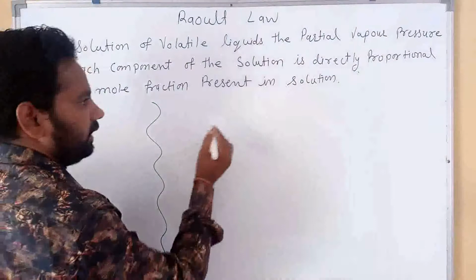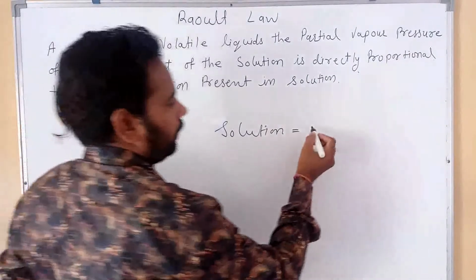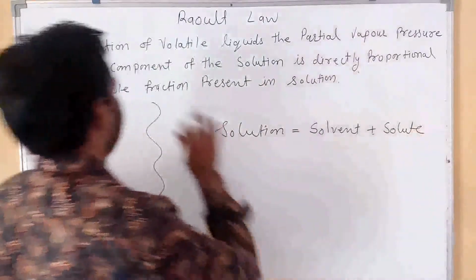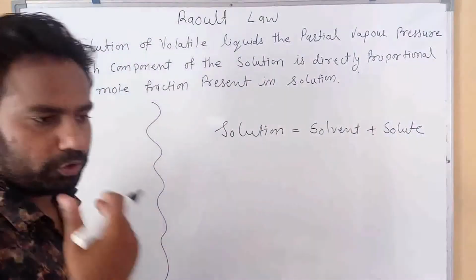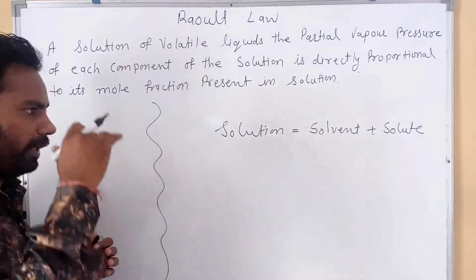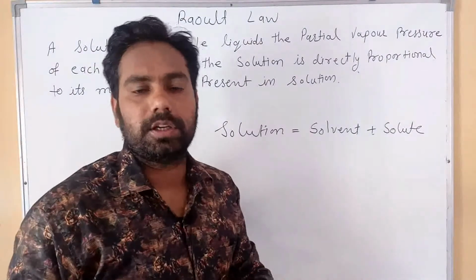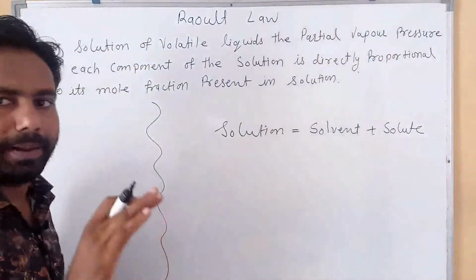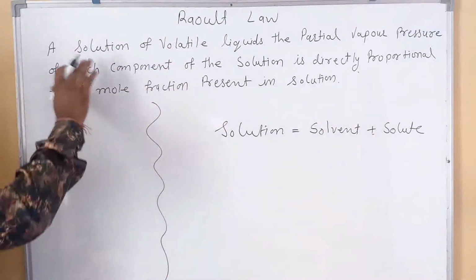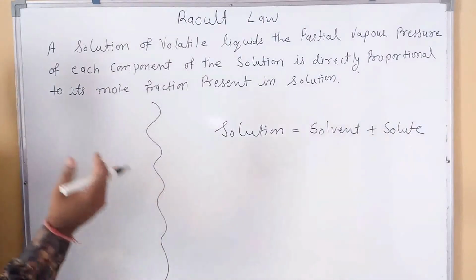We already cleared that a solution is prepared by two different components. One is solvent and the second is solute. So we write here "of each component," because a solution is prepared by two or more different components. According to the number of components, the solution is known as a binary solution, tertiary solution, quaternary solution, like that. In this chapter we mostly consider binary solutions. Suppose this solution is prepared by two different components, component 1 and component 2.